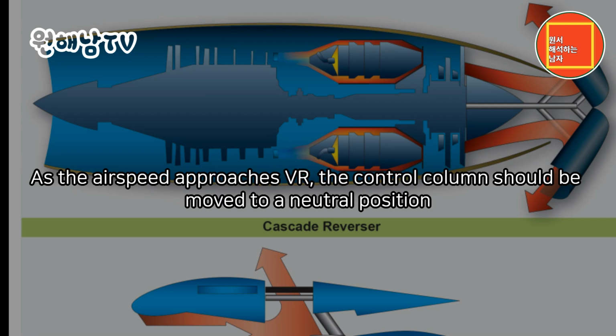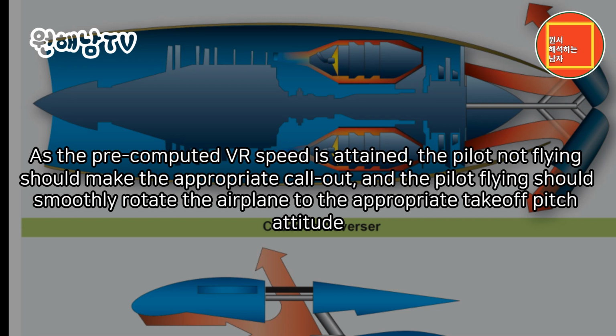As the airspeed approaches VR, the control column should be moved to a neutral position. As the pre-computed VR speed is attained, the pilot not flying should make the appropriate call out, and the pilot flying should smoothly rotate the airplane to the appropriate takeoff pitch attitude.